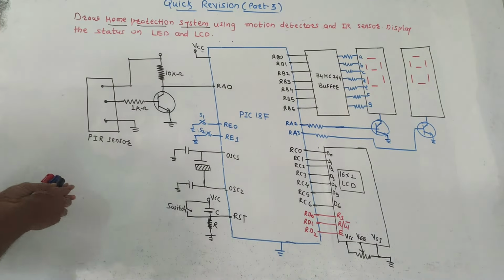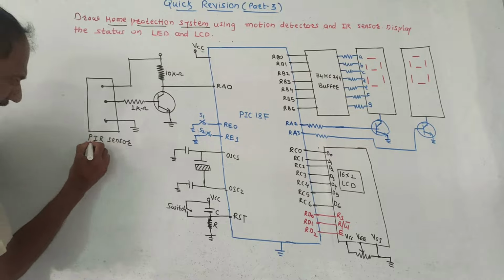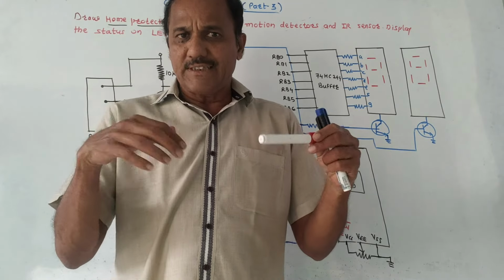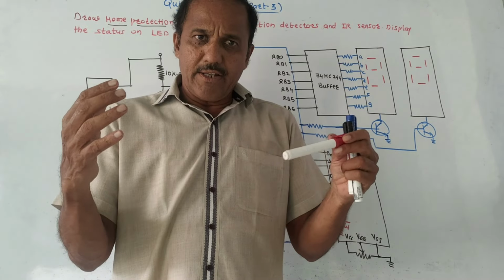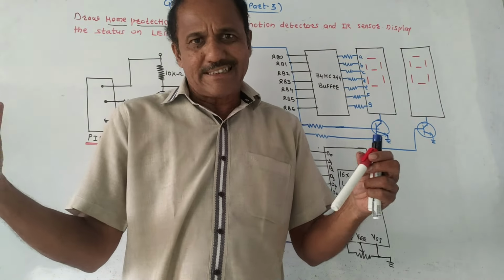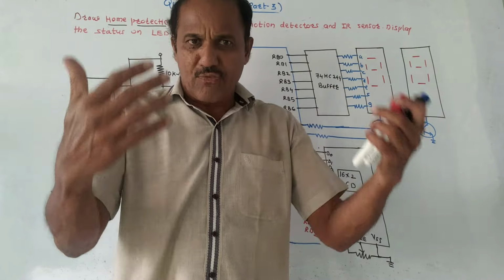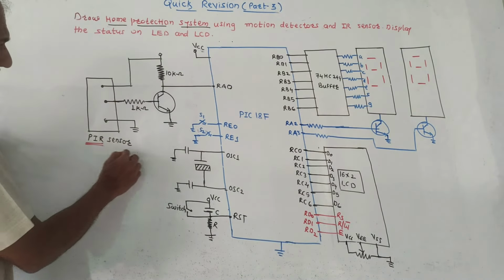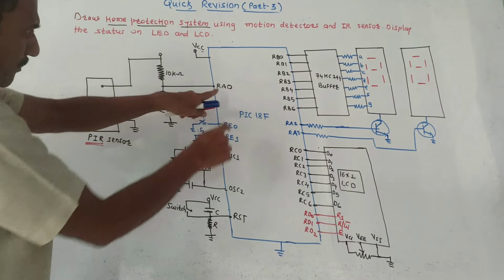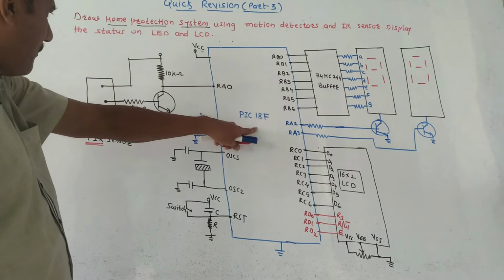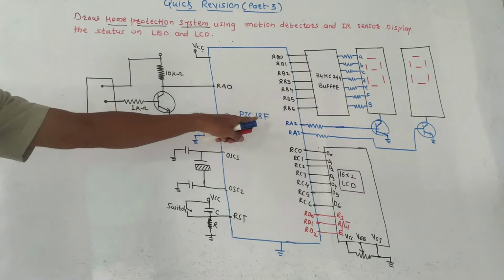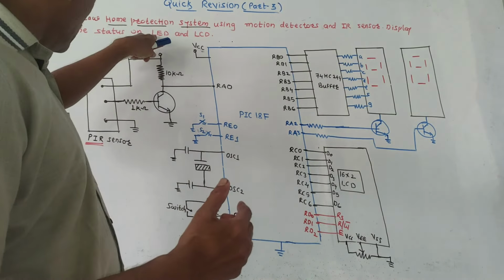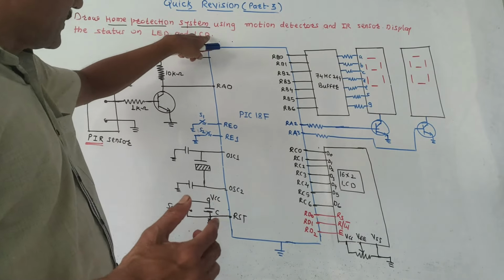We'll be using a PIR sensor, that is, a passive infrared sensor. The functioning of this sensor is that whenever any human passes across that sensor, there will be temperature variations and that will be detected. So the output of this PIR sensor is connected to pin RA0 of the PIC 18F microcontroller. Then suppose our requirement, as asked in the question, is to display the status on LED and LCD.